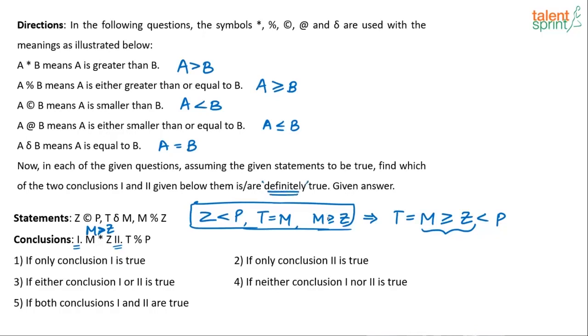Understand this. Which of these following are definitely true? So M greater than Z cannot be definitely true. Next one is T percentage Z. Percentage is what? Greater than or equal to.